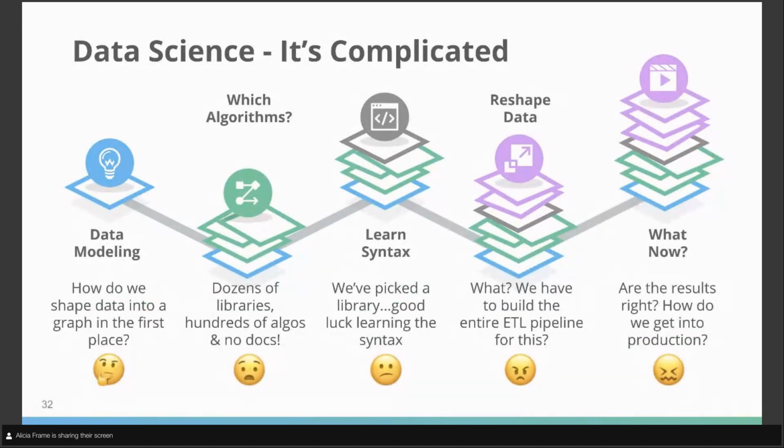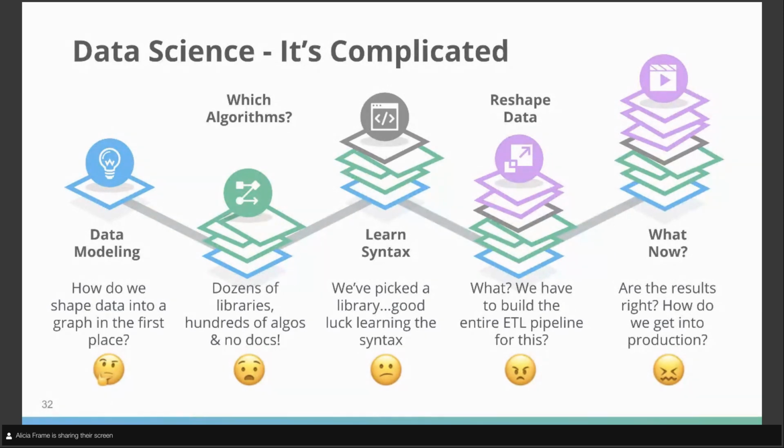And the bottom line is, if anyone has tried to do graph data science before, maybe you've used NetworkX or iGraph or something like GraphX, it's hard. I have my data in tables. How do I shape it as a graph in the first place? How do I pick which algorithms answer the right questions? There's tons of open source libraries out there, no documentation, nothing to tell me what's going to run and how much data it can handle.